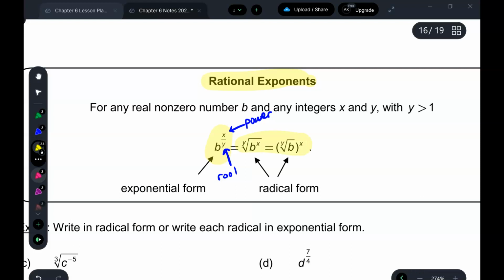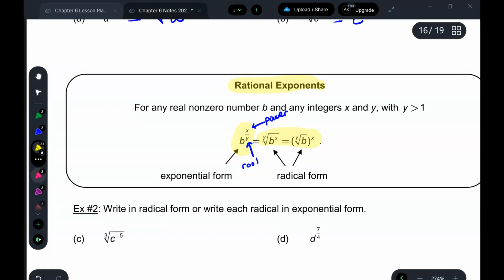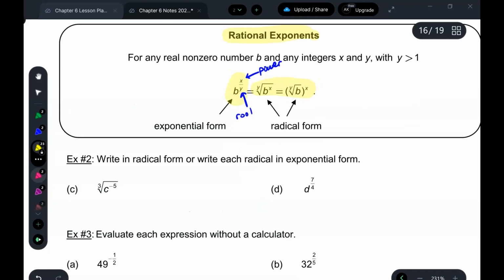Okay, so c to the -5 is under the cube root. So how would we rewrite this? It's going to be c to what power? -5 over 3. That's it.